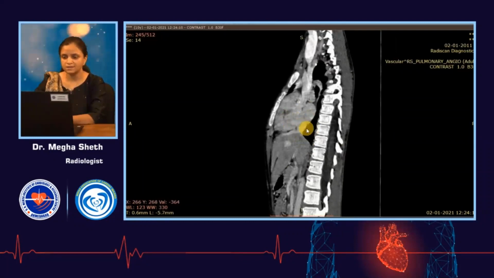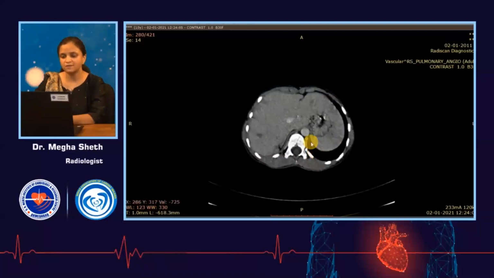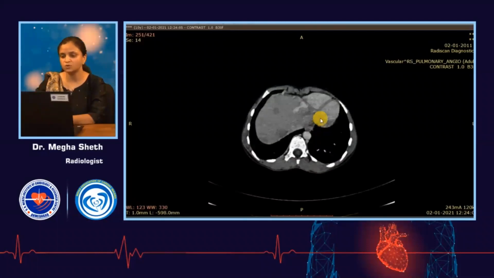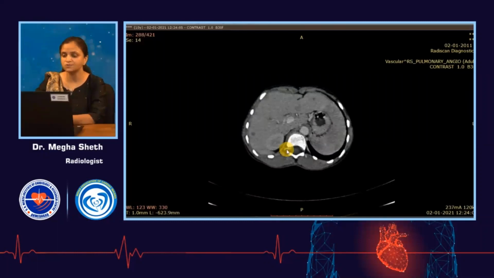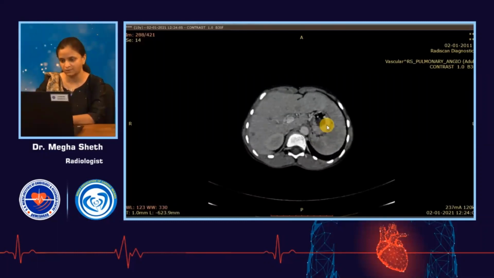What else do you notice in this patient? We can see liver nodules. The nodules that we mentioned could be due to nodular regenerative hyperplasia due to diversion of nutrient-rich blood and also toxin-rich blood, due to diversion of portal venous blood from the liver.